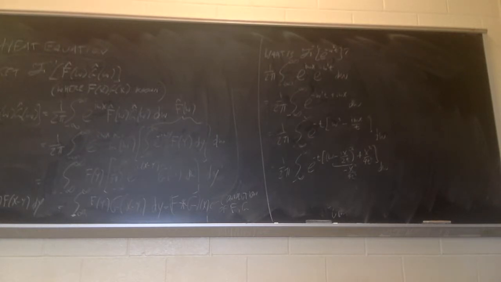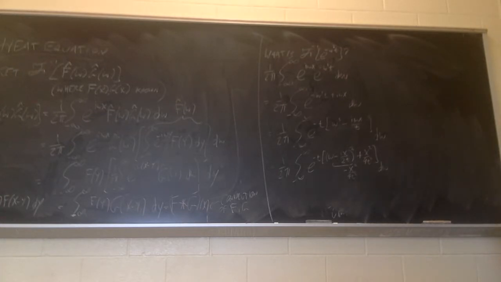Questions? Check my algebra. Actually, I'm going to check it right now. So, omega squared, okay, minus i x omega over 2t, okay. Double that. All right. And then, okay.